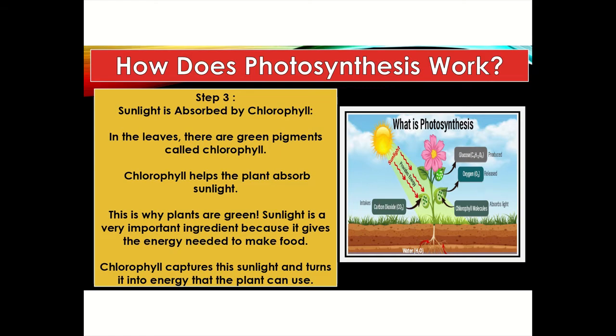Step 3. Sunlight is absorbed by chlorophyll. In the leaves, there are green pigments called chlorophyll. Chlorophyll helps the plant absorb sunlight. This is why plants are green. Sunlight is a very important ingredient because it gives the energy needed to make food. Chlorophyll captures this sunlight and turns it into energy that the plant can use.